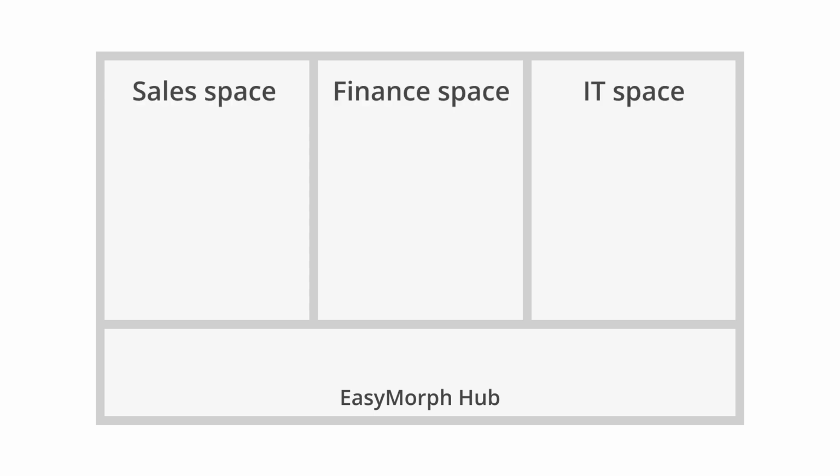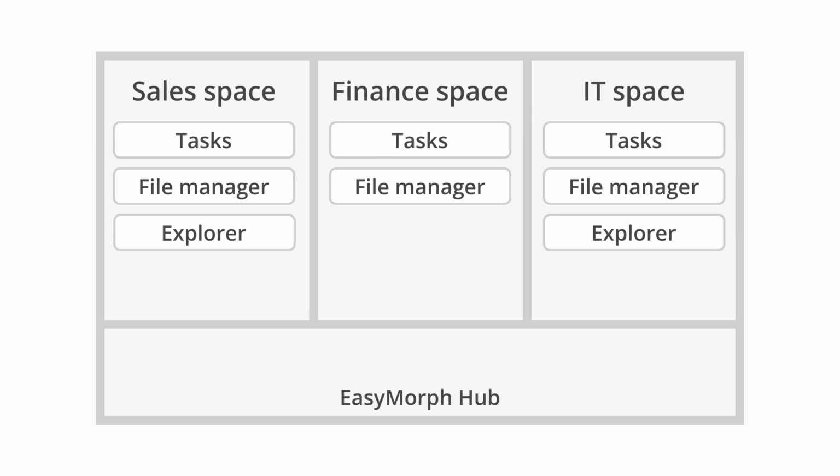EasyMorph Hub can be divided into multiple spaces, each providing an individual workspace for a team of users. We can think of EasyMorph Hub as an office building, with each space an individual room in the office. Each room can have different equipment, and in the same way, each space can be configured with different features that each team needs. Each space has its own security permissions, meaning that we can control which spaces each user is able to access.